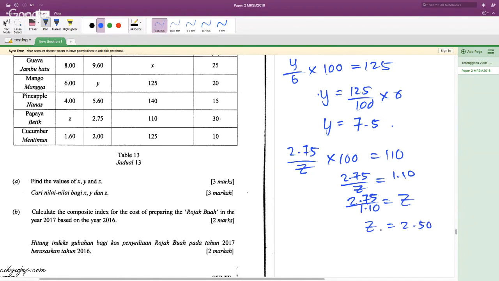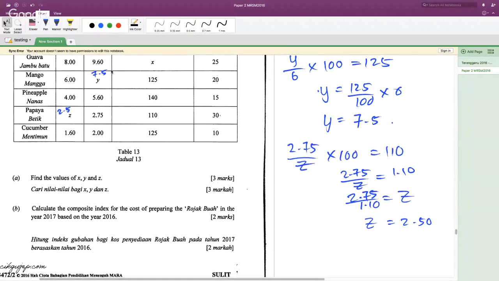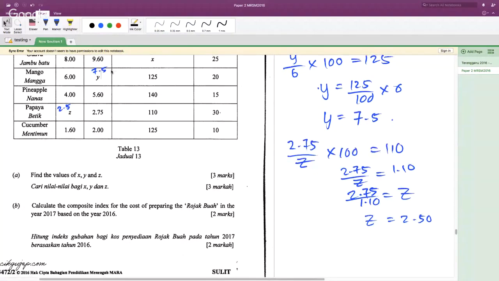Because it said price increase, normally I will try to substitute the value into it, see whether it does increase or not. If you find out the value doesn't increase, then that means you have to redo it. Okay, so now I done the part A, I go to part B.